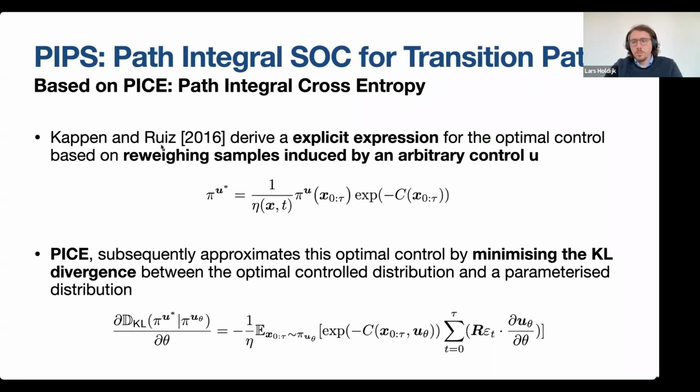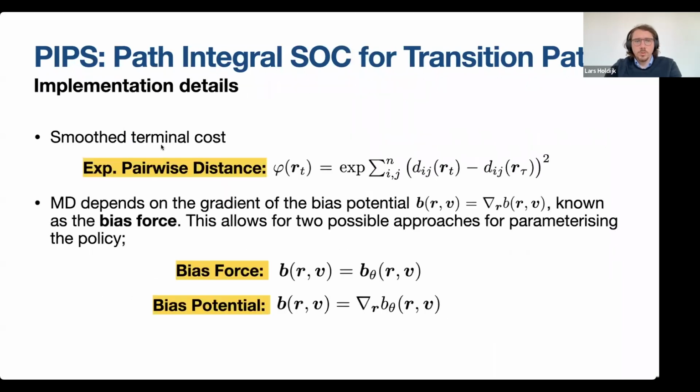Some implementation details about this, just because it's important to see. As I mentioned before, this terminal cost that we use is quite ill-defined, and so we need to smooth it somehow. For this purpose, we use an exponentiated pairwise distance, so that we now have some notion of a terminal loss, also when we don't reach a target state.